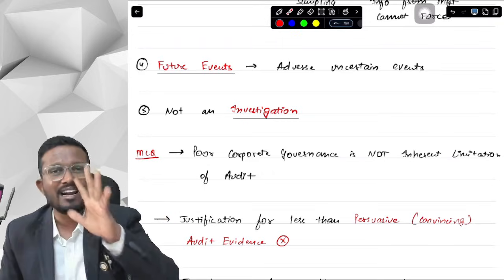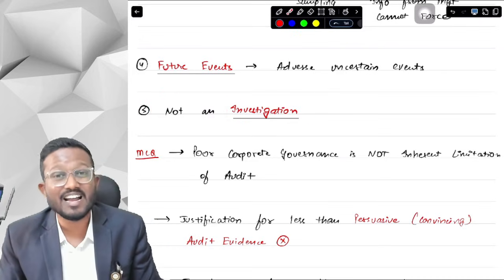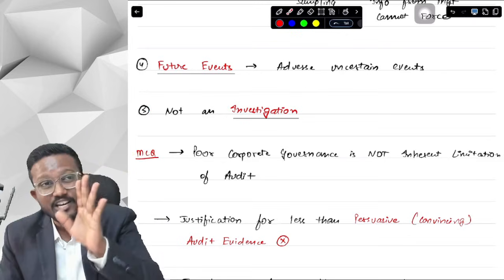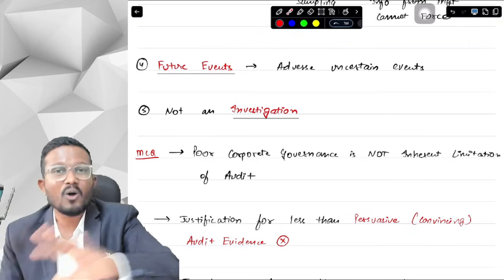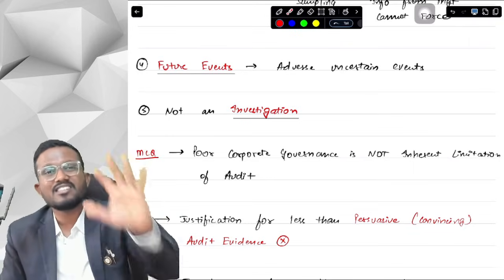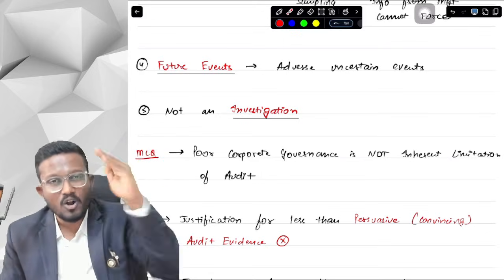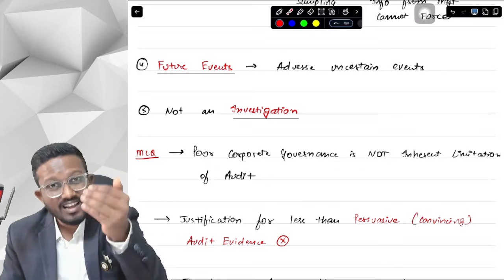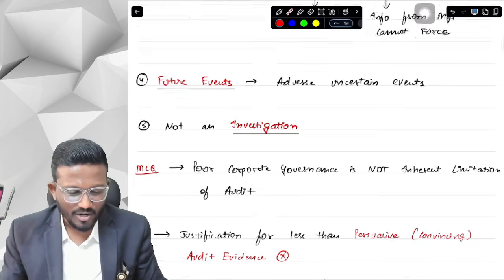And the fifth inherent limitation is it is not an investigation. As I told you, investigation has specific legal powers. We do not have any specific legal powers. Investigation is narrow and just for finding the frauds. While audit is not finding fraud, we are just checking the financial statements, and we are the generals. We have general scope, not a narrow scope. We have to check everything from a company's perspective in a limited time. Okay. Yes, sir. So these are the 5 inherent limitations of audit.